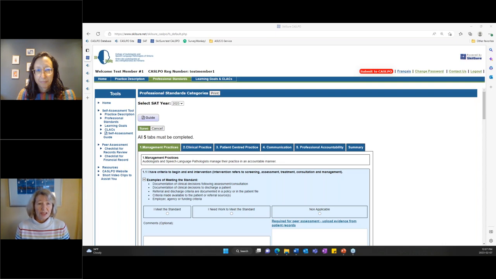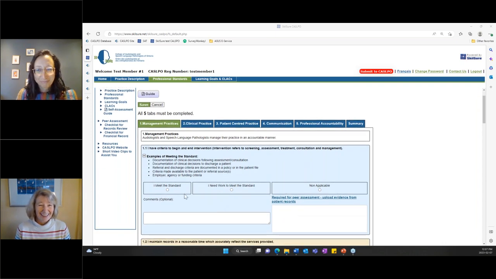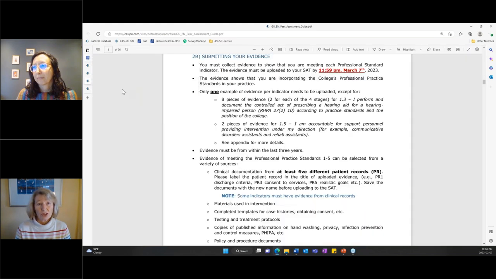Now, Dana has just shown us a very important icon to look at. There are examples of how to meet the standard for all of these indicators. So for this one, she clicked on that, and we've now got 5 bullets giving you some ideas of what kind of documentation you can provide as evidence. Now, under the bullets, we've got I meet the standard, I need work to meet the standard, and not applicable. So you're going to check off which one applies to you. And then below that, there is in blue font, required for peer assessment, upload evidence from patient records. Now, 25 out of 30 of these indicators all require that you provide evidence from your patient record.